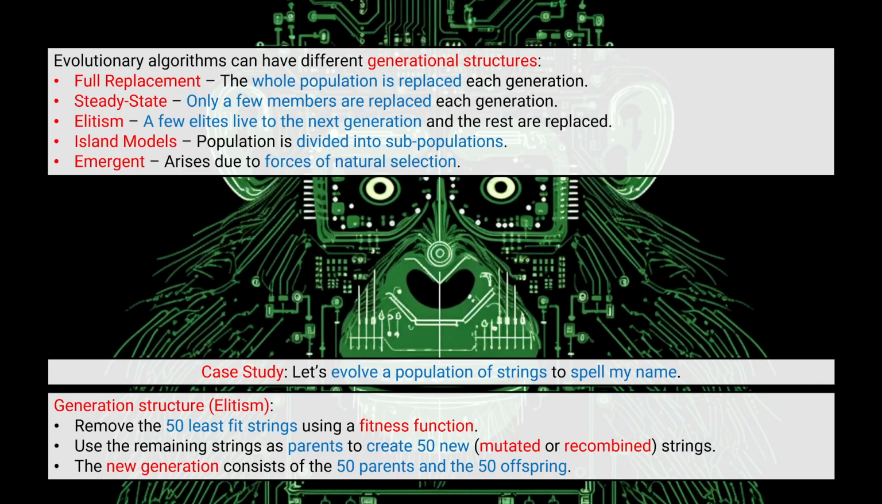We're also going to use them as parents to create 50 new offspring, either mutating them or recombining them in a crossover strategy. At the end, our next generation will have the 50 elite parents that we kept from the last generation, and then 50 new offspring that we've created. Those offspring may be better or worse than the parents that we've kept around. That's one of the reasons we're going to rely on elitism here, to make sure that if we have good members of the population, we keep them around so that they can still be there and reproduce, hopefully, in the next generation as well.